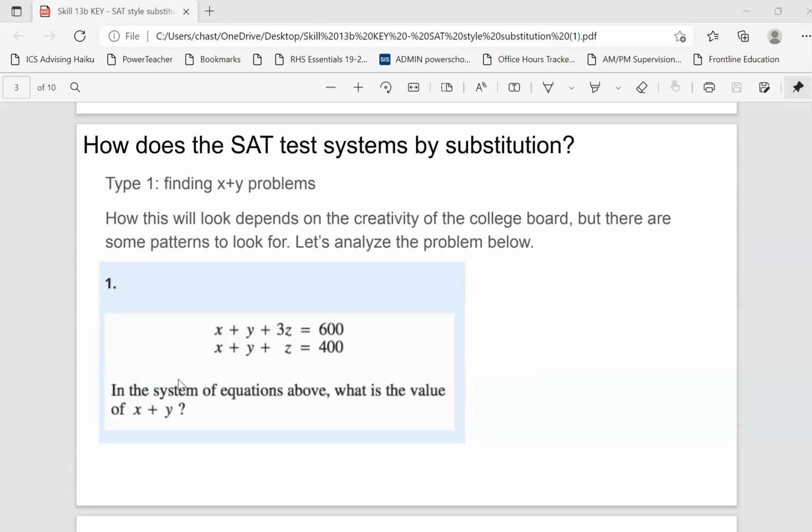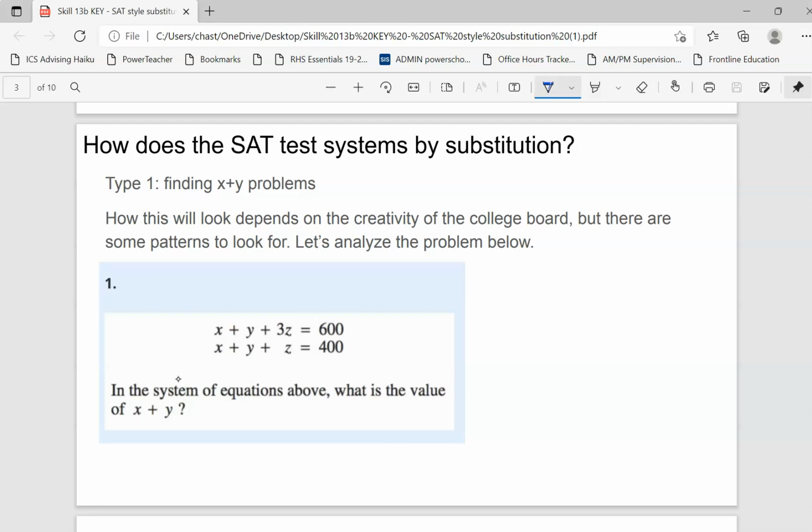All right, so how does the SAT test systems by substitution? So the first type you might see, just as we saw with elimination, is there might be some x plus y problems. But how this will look will depend on the creativity of the College Board, but there are some patterns to look for. So if I look at this problem right here, you might be thinking, Mr. Bear, we only have two equations, but we have three variables. Well, that is very, very true and a good observation.